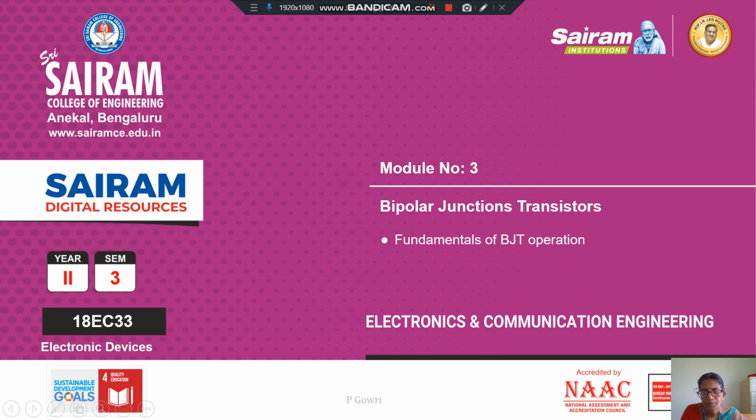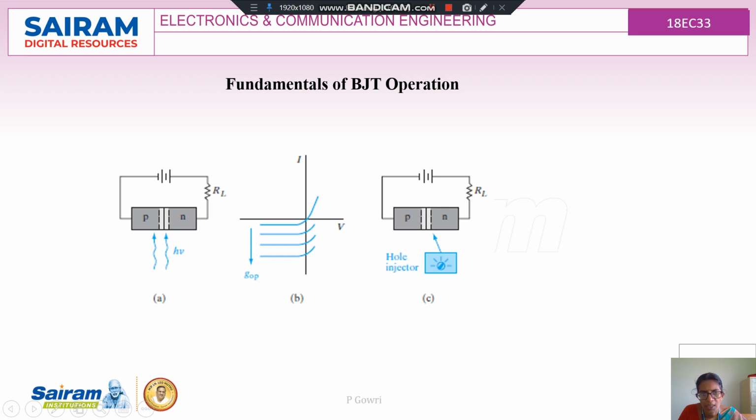So when we take a PNP transistor, we know that it consists of three regions: emitter, base, and collector. Similarly, we will be having three terminals, emitter, base, and collector terminal, and two junctions. One is the emitter to base junction, and another one is the collector to base junction. So to understand the operation of a BJT, we will consider a PN junction diode.